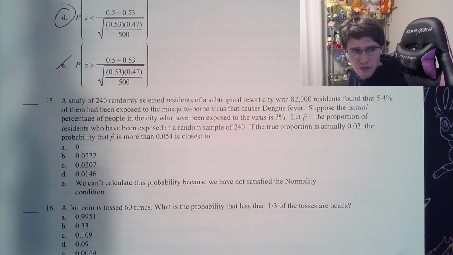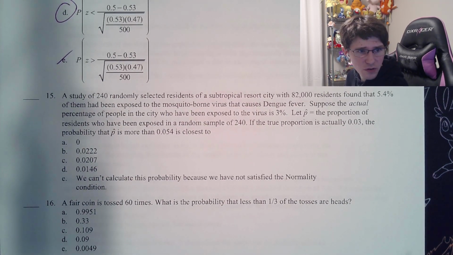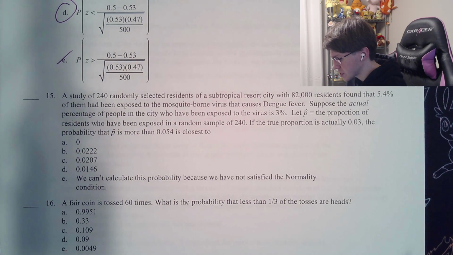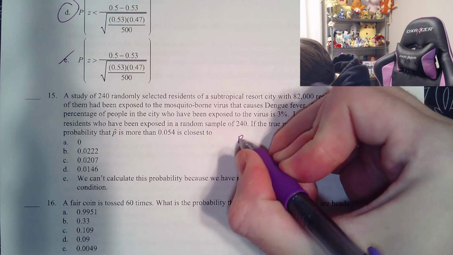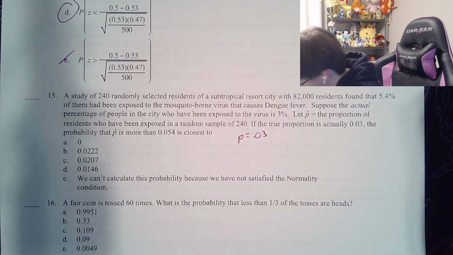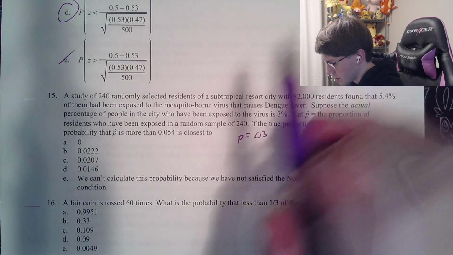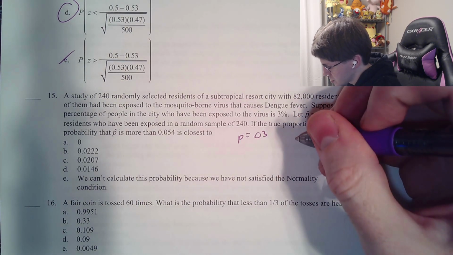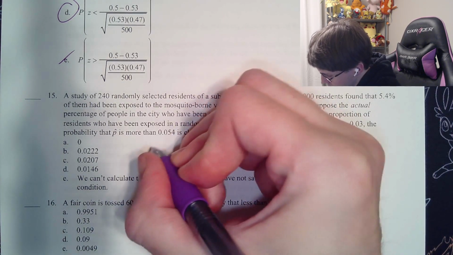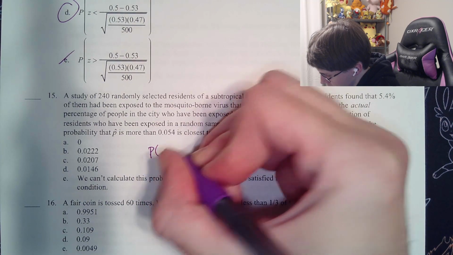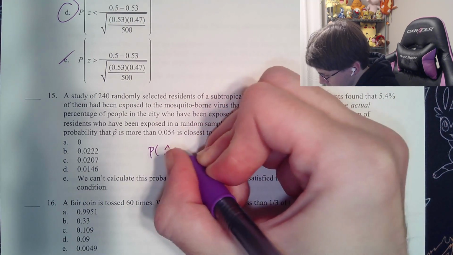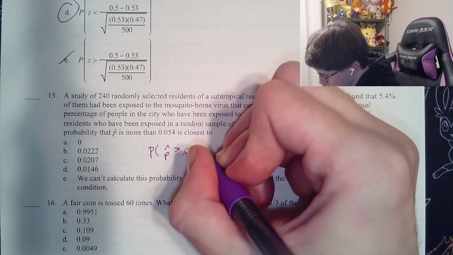Anyways, let's do question number 15. A study of 240 randomly selected residents of a subtropical resort with 82,000 residents found that 5.4% of them were exposed to this mosquito-borne virus, dengue fever. Suppose the actual percentage of people is 3%. So p is equal to 0.03. Let p hat be this proportion. What is the probability that p hat is more than that? So we're doing the probability of p hat bigger than 0.054.